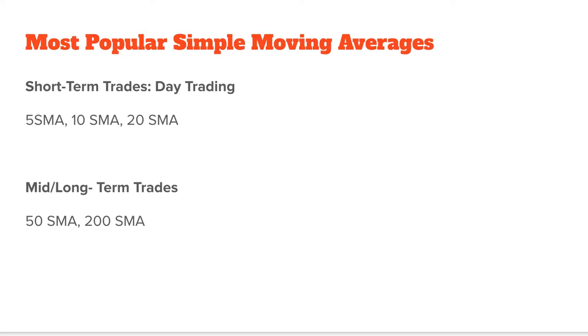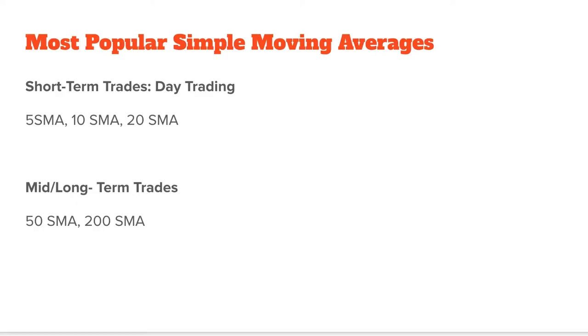Next, we're going to take a look at the most popular simple moving averages. Different time frames, different needs. If you're looking at short-term trading, which is day trading, the most popular simple moving averages used are the 5 SMA, 10 SMA, or 20 SMA. Anything higher than that would not be used for day trading purposes.